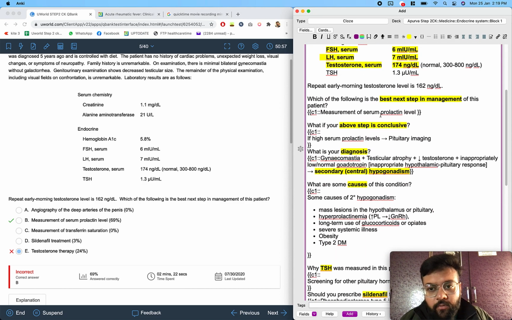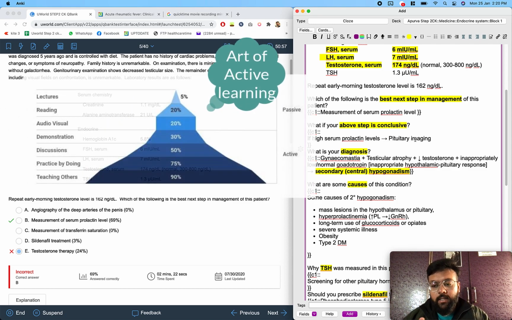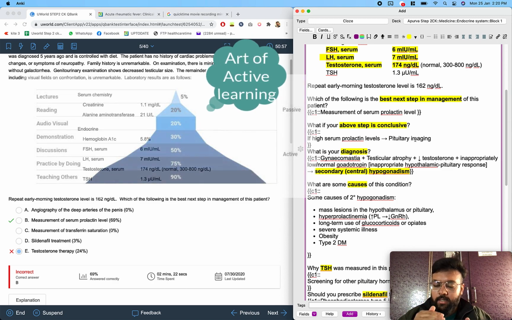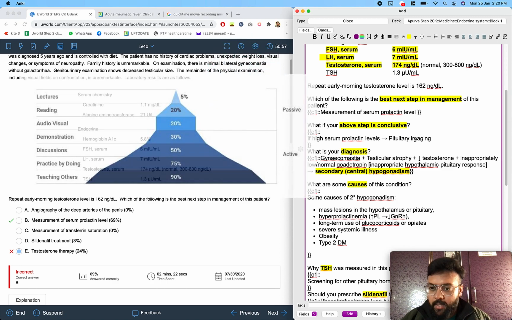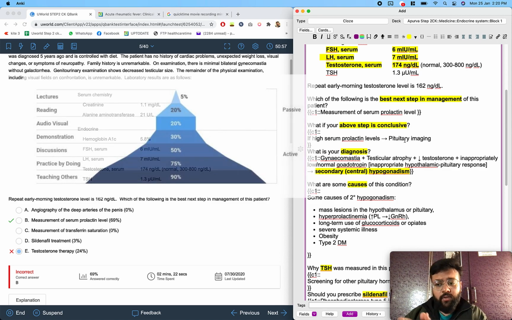Now as a subtype of question, as a subcategory of this Anki card, you can make further new questions, like, what if your above step is conclusive? What if the measurement of serum prolactin level turns out positive? Then what you can do next is, if the serum prolactin levels are high, go for pituitary imaging. These questions are already in this one card. I have not made multiple cards, but you can make subtypes of this question in the same card. So if your high serum prolactin level is conclusive, then your next step in management is pituitary imaging.